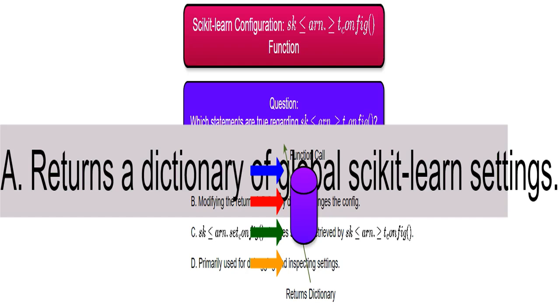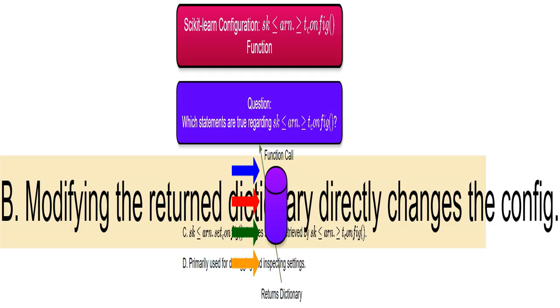This option describes one potential function of sklearn.get_config. It suggests that the function returns a data structure, a dictionary, holding various global settings of scikit-learn. Later explanations will clarify if this is correct or not. Here, another potential function is offered. The key point is whether direct modification of the returned dictionary impacts the actual configuration. We need to investigate if the returned dictionary is just a copy or a direct reference to the configuration.